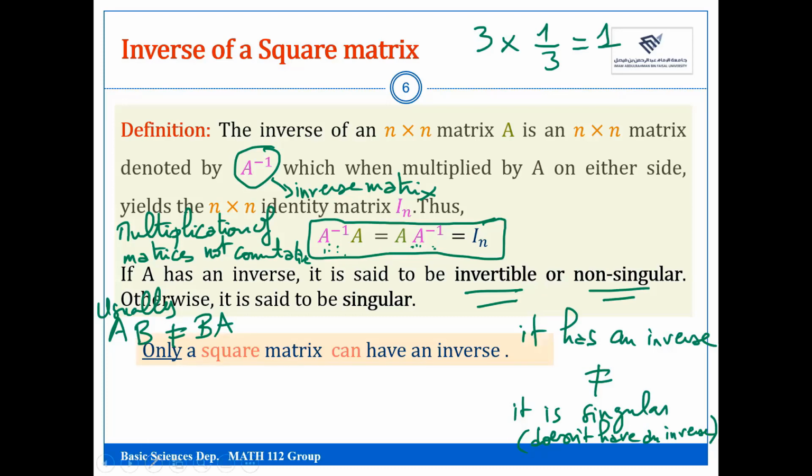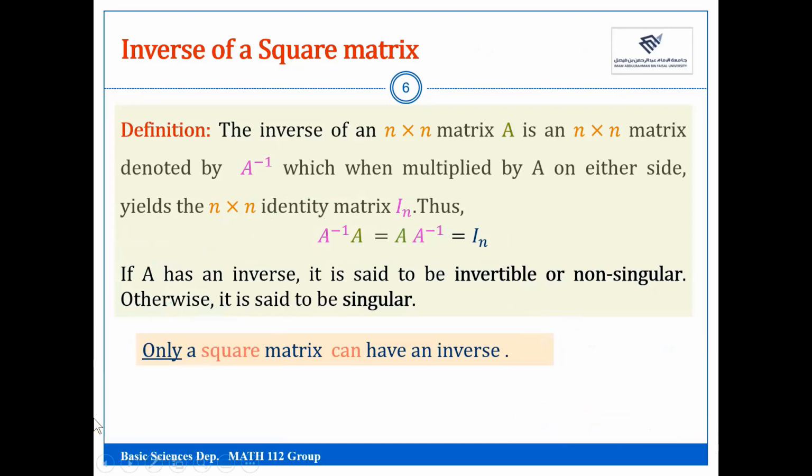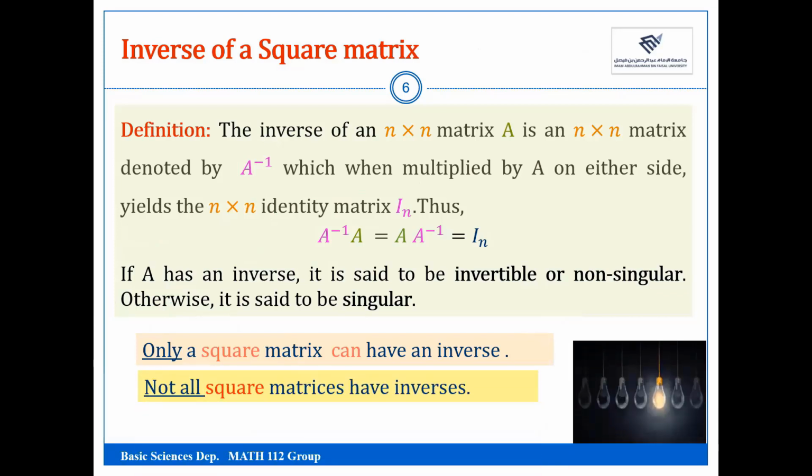If the matrix is not square, we do not even talk about an inverse. We deal with inverse matrices only for square matrices. And of course, not all square matrices have inverses. A square matrix can have an inverse, and some of them are singular. They don't have an inverse. The inverse of the identity is the identity.